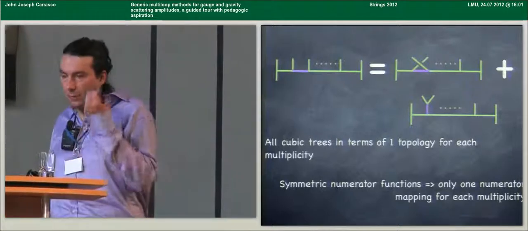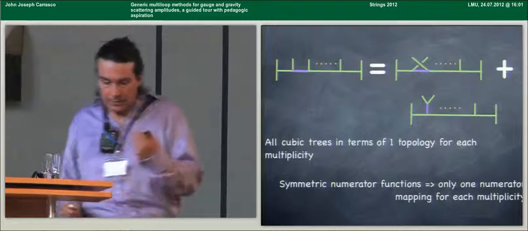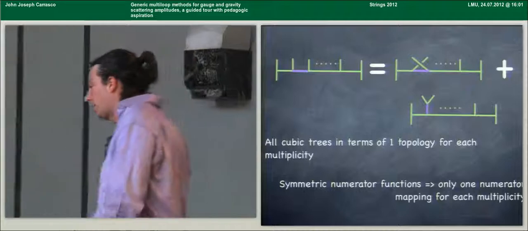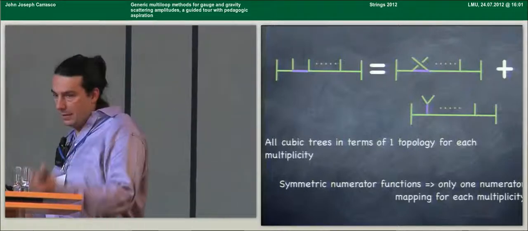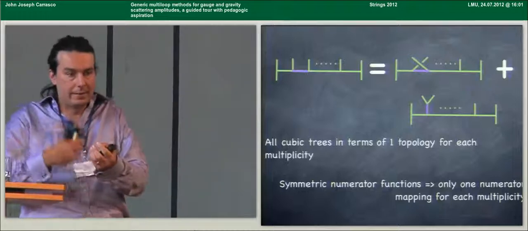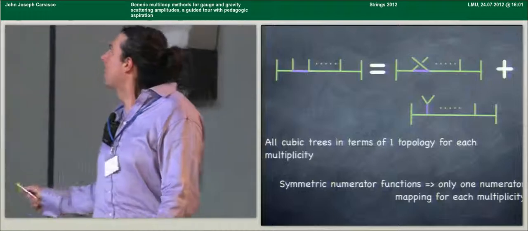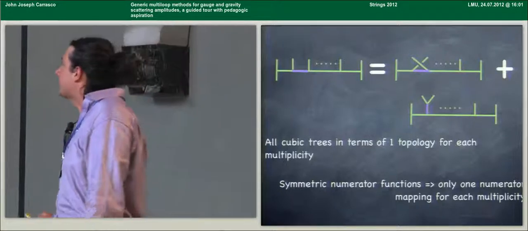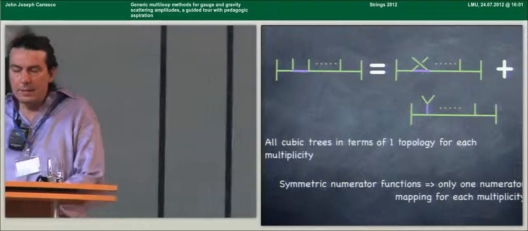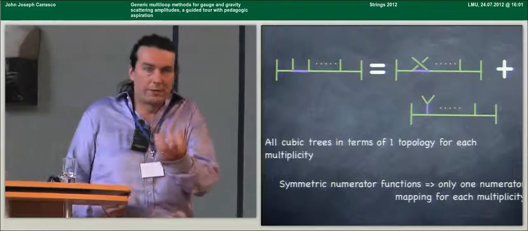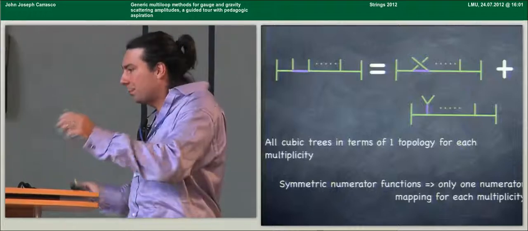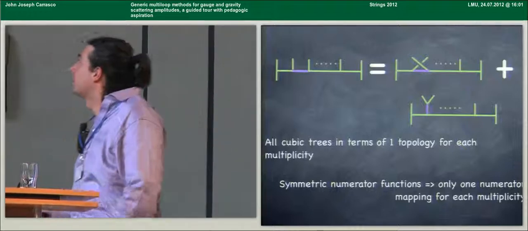So if you have one numerator function, our loop-level amplitudes are symmetric in the sense that it's one function for a graph, taking whatever the external labels are. It's one function taking it to the kinematics. If you have that same type of thing at one loop, then you really only have one numerator mapping for every multiplicity. And that's an incredible compression of the information you need to be carrying around. So I think that's kind of interesting.